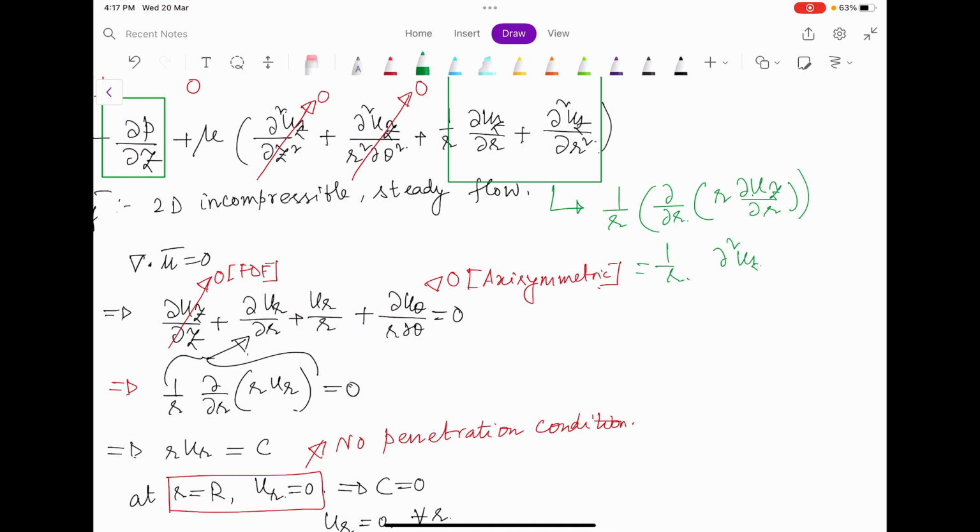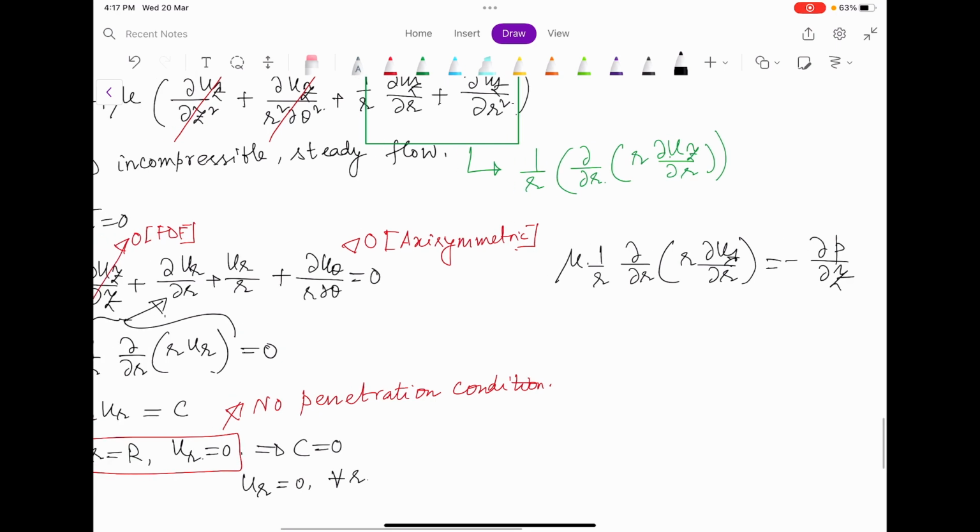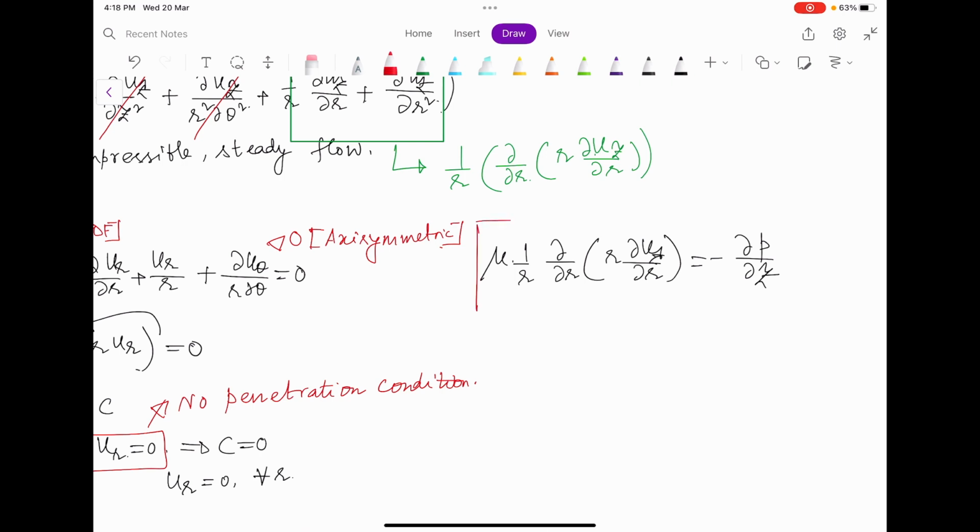Yes, okay, that is fine. So then the equation boils down to this thing, 1 by r del by del r of r into del uz del r is equal to minus dp dz, and there was a mu, okay. So now this boils down to a very easy equation, and actually this becomes d by dr because uz is not a function of r, neither is it a function of theta, so it is only a function of r, okay. uz is only a function of r, it is not a function of z and not a function of theta, okay.